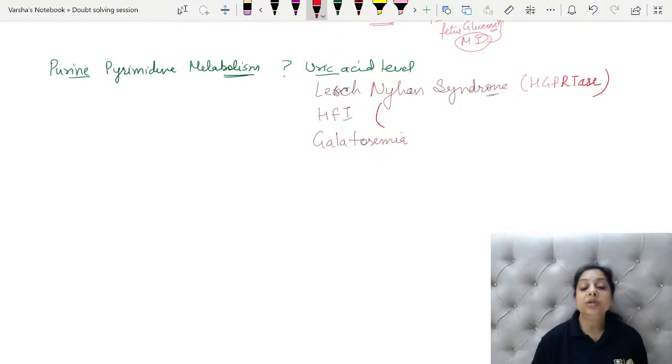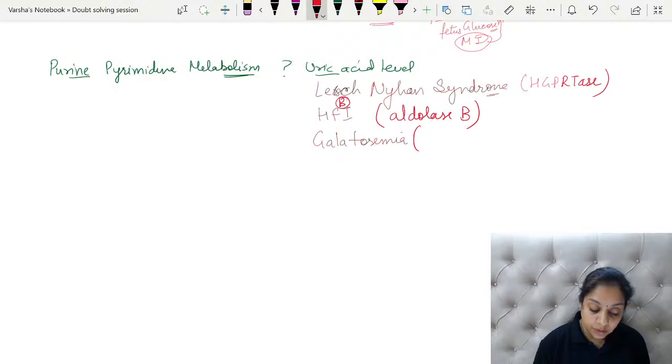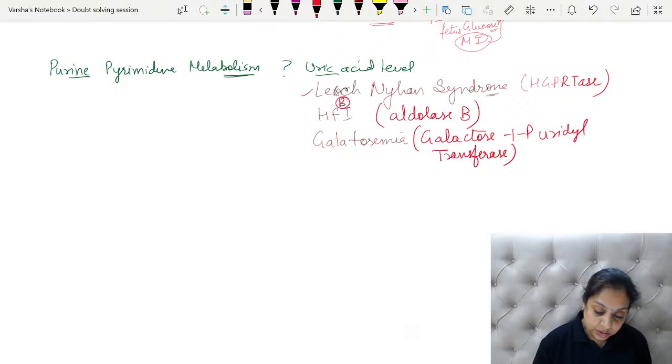Hereditary fructose intolerance, HFI, the enzyme involved is aldolase B. Aldolase A is related to glycolysis. In fructose intolerance you have aldolase B. Then in galactosemia, which enzyme is involved? That is galactose 1 phosphate uridyl transferase. Where else? Lesch-Nyhan syndrome, hereditary fructose intolerance, galactosemia, and also severe alcoholism.